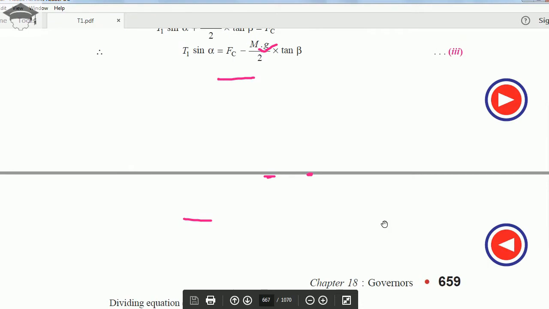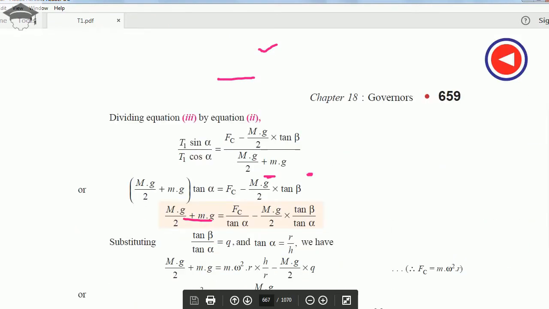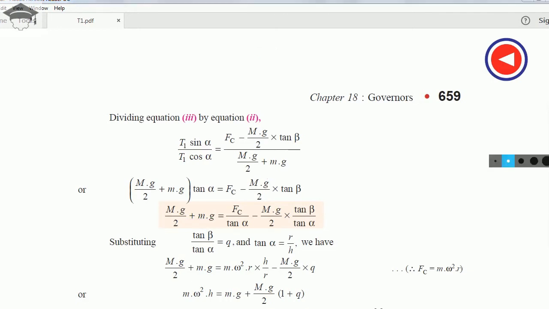Then what do we do? We divide. Finally T1 gets cancelled, and what we are left with is only sin alpha by cos alpha. What is sin alpha by cos alpha? It is tan alpha. So tan alpha into this complete value, we are taking this side. So mg by 2 plus small mg into tan alpha equals Fc minus capital Mg by 2 tan beta.